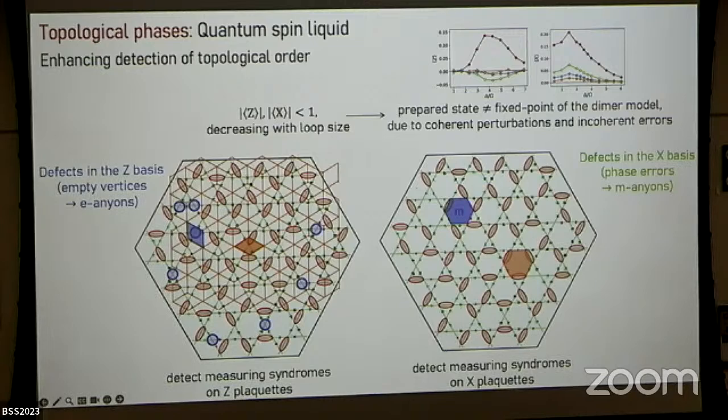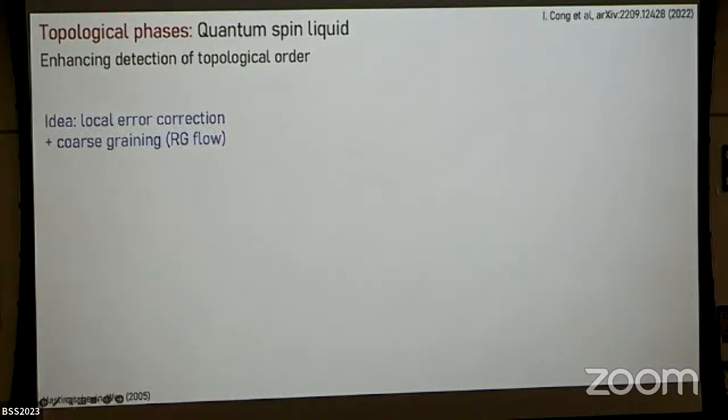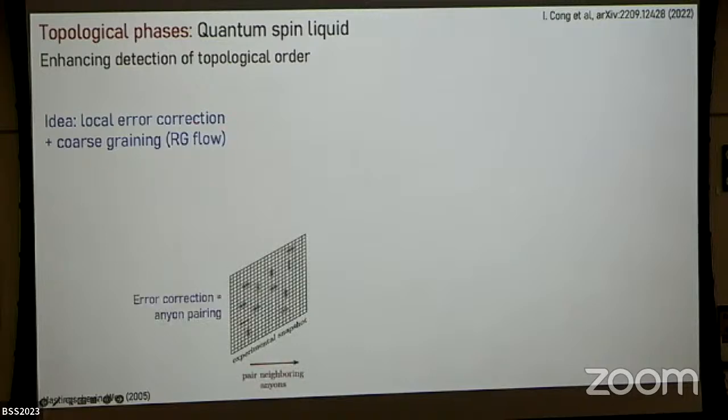Okay, so what we did in collaboration with some theorists at Harvard was to find a way to enhance the detection of the topological order. And here I'm going to go very quickly, but the idea is to combine local error correction with coarse graining to build basically an RG flow. So you do a first layer of error correction: you take your snapshot and you do anion pairing on nearest neighbors. If you detect two anions on neighboring sites, you annihilate them.